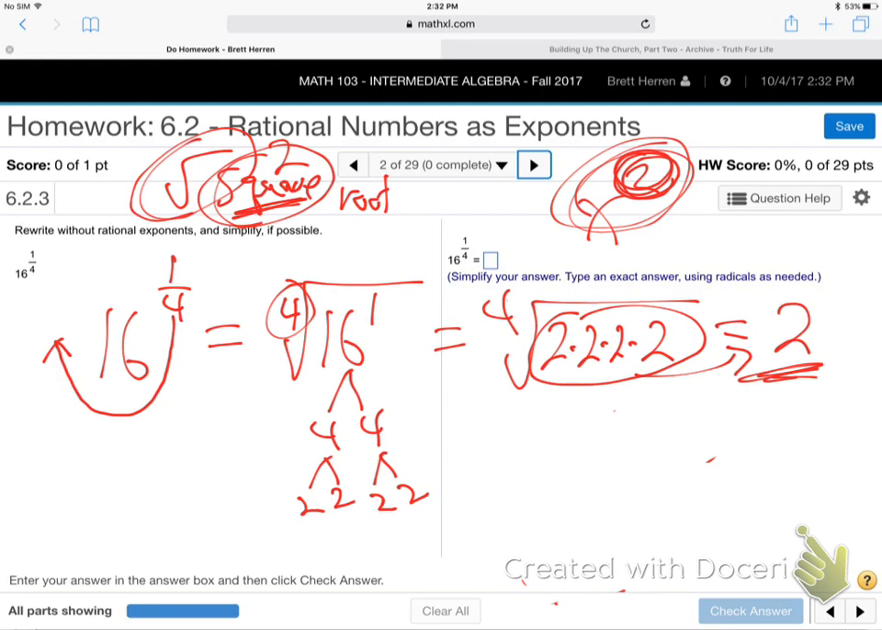If it was just 3, the 3 would stay, the root. We never change the hook number. Unless it all comes out, then the whole root vanishes. But if the root's still there, we keep the number in the hook, so it'll always be a 4th root or 3rd root or whatever it is. Does that make sense? So the answer to this problem is 2.